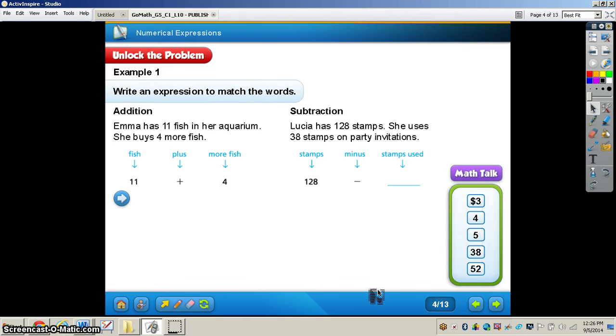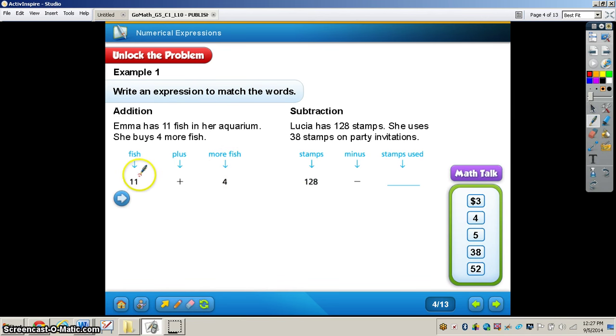So let's take a look at the example on page 43. It says write an expression to match the words. First of all, addition. Emma has 11 fish in her aquarium. She buys 5 more fish. So we can see easily that it's addition. Why is it addition? Because she's buying 5 more fish. If she was returning 4 fish, it would be subtraction. So we can see that the numerical expression here is 11 plus 5.